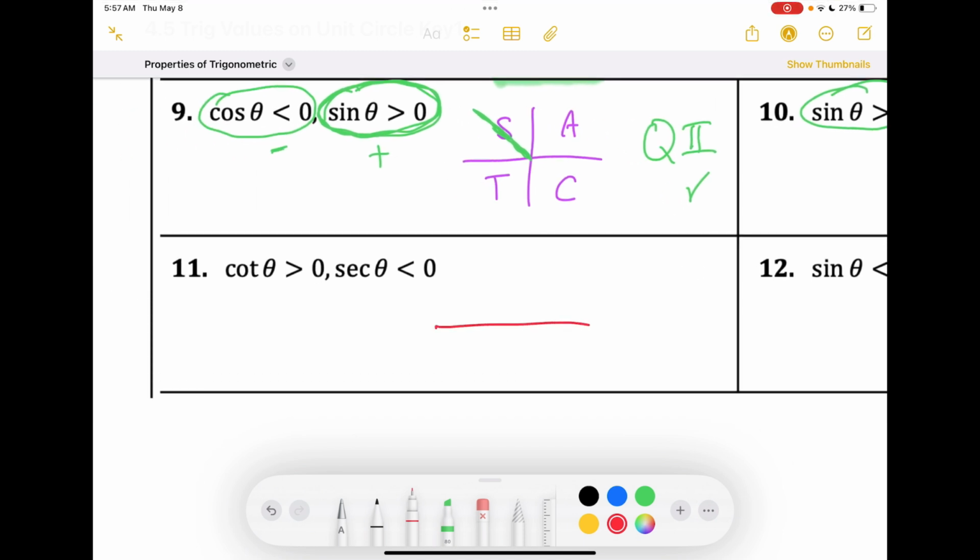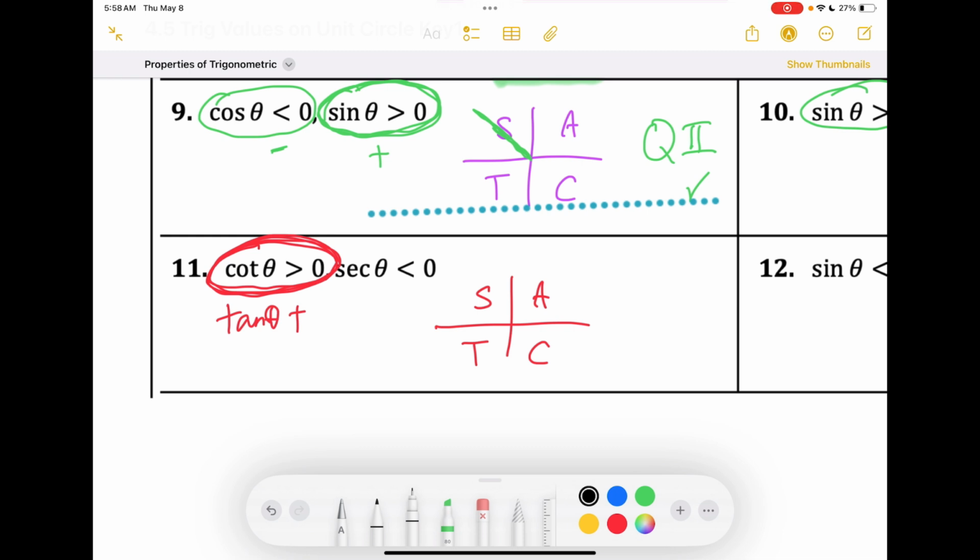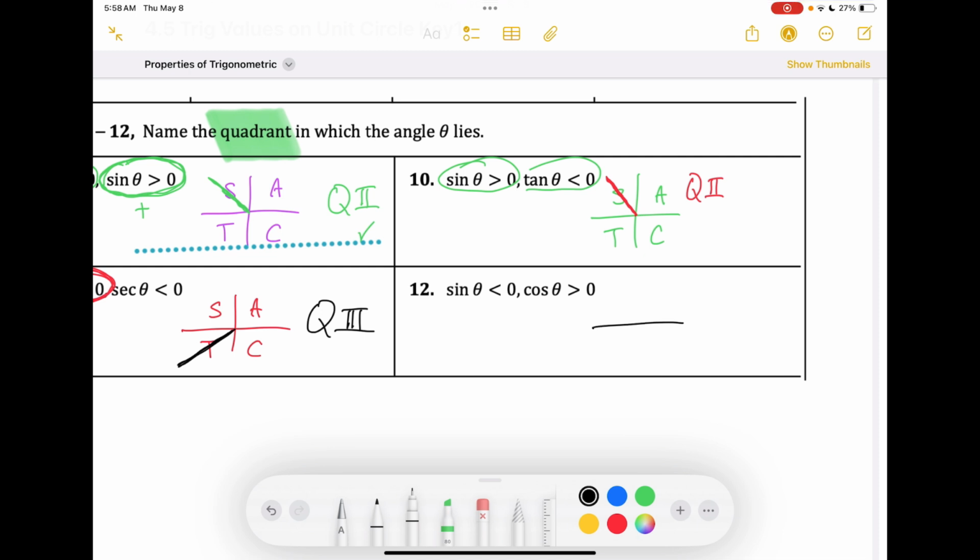Okay, moving on. Cotangent. Now do not say that, Miss Home. All Students Take Calculus. I do not know cotangent. Well, the cotangent is the reciprocal of tangent. So if cotangent is positive, tangent, as you can see, is also positive. So what you see is what you got, knowing that only tangent is positive and secant is negative. So therefore, you know that I have to be in quadrant 3.